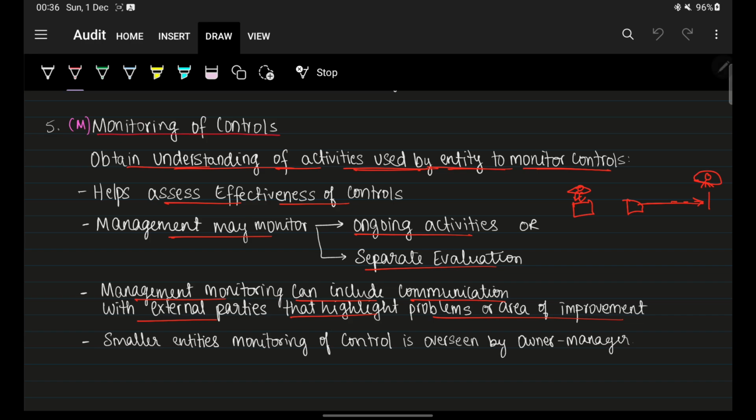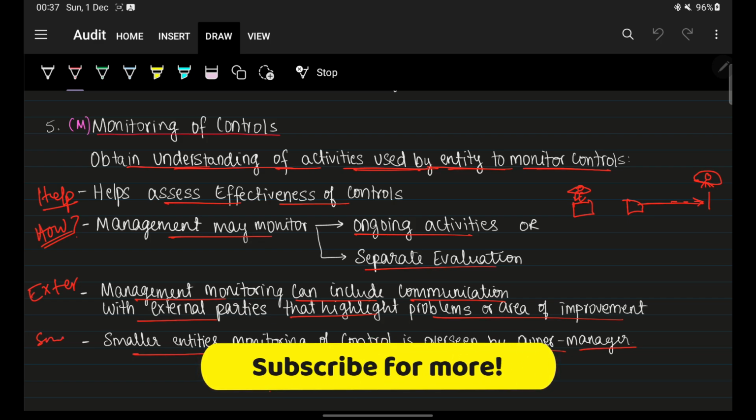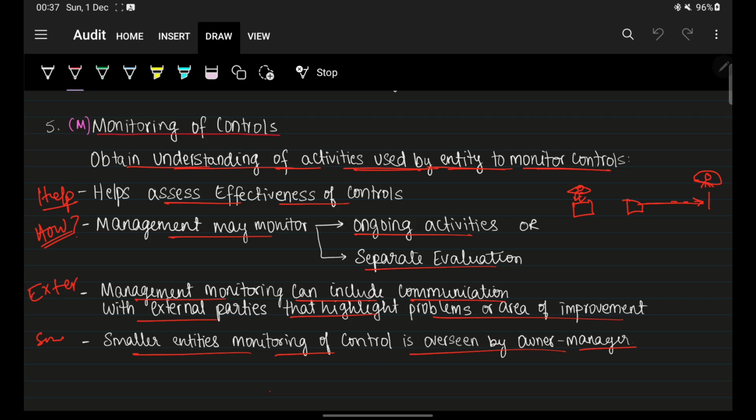Okay, next, in smaller entities, monitoring of control is overseen by the owner or manager. Very simple, right? Firstly, it helps assess the effectiveness. Second is how monitoring is done. Third is that they can communicate with external parties. And lastly, in smaller entities, the owner is the person who will do the monitoring activity.